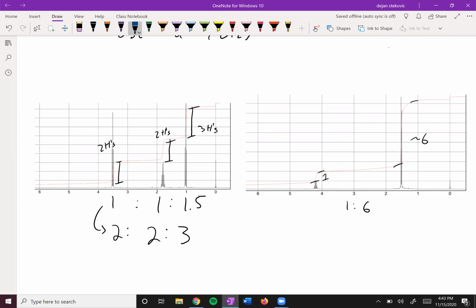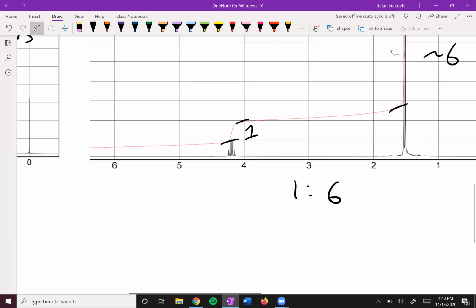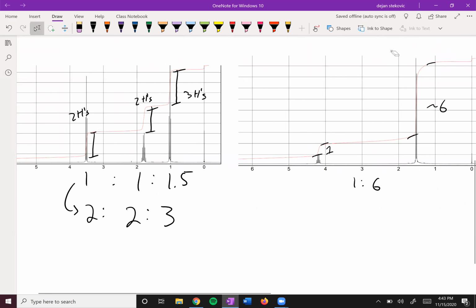Another way is they might just straight up tell you. They might say that, you know, this is 1H, this is 2H, that kind of thing. And then finally, the other way you'll see it is they might have some kind of number right here, which corresponds to the area under the peak. And so you just want to find the lowest number, divide all the numbers by the lowest number to get some kind of ratio, and then work from there.